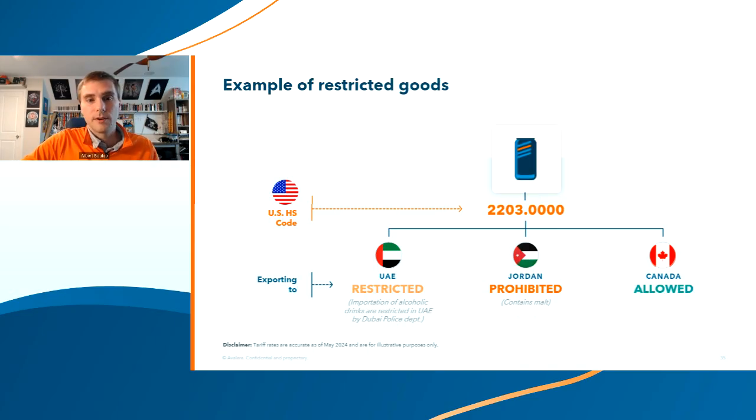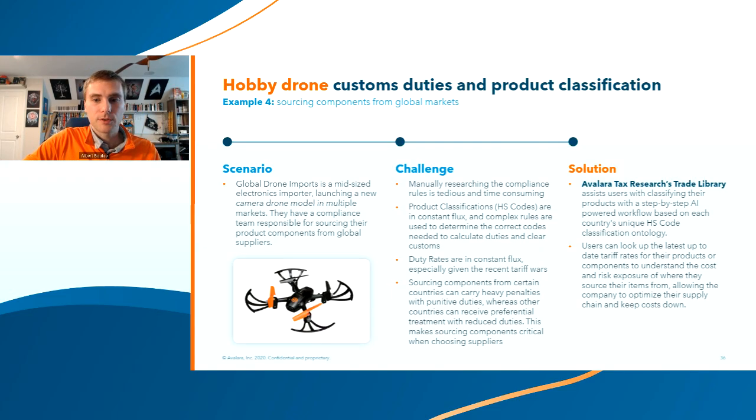There are also restrictions that are in place. For example, if you classify this can of beer, you can import that into Canada, but you cannot import it into Jordan. So you need to know about those restrictions.